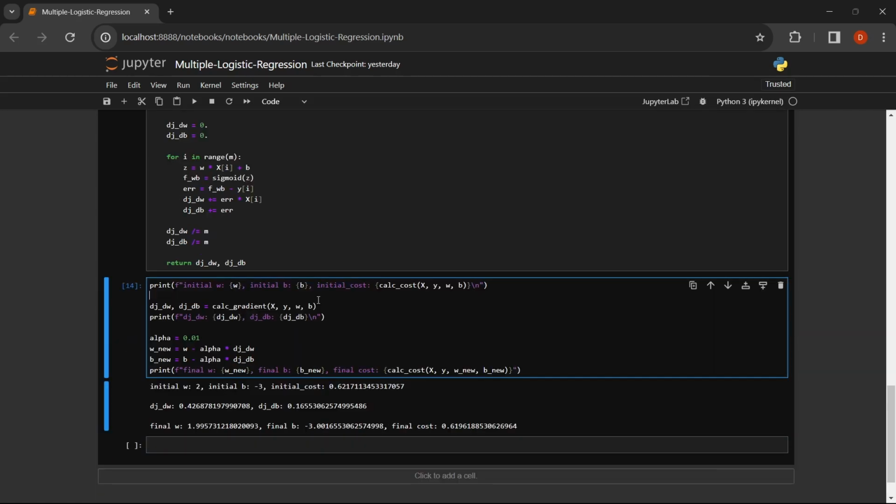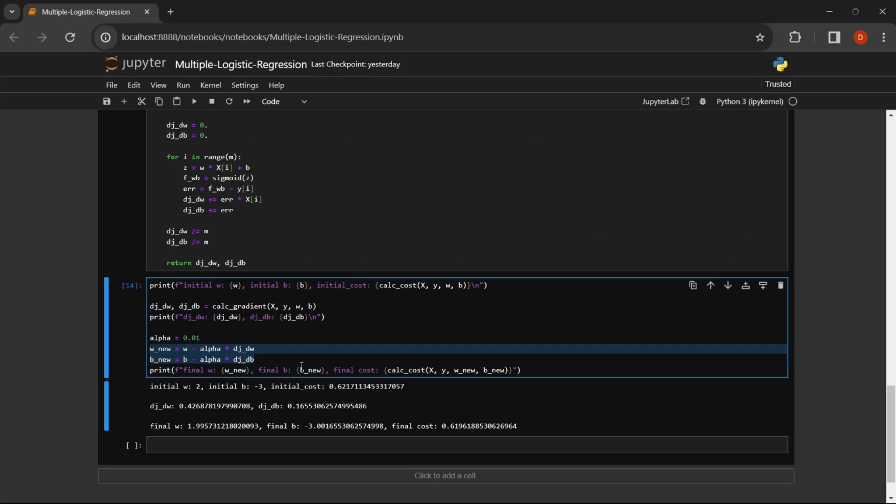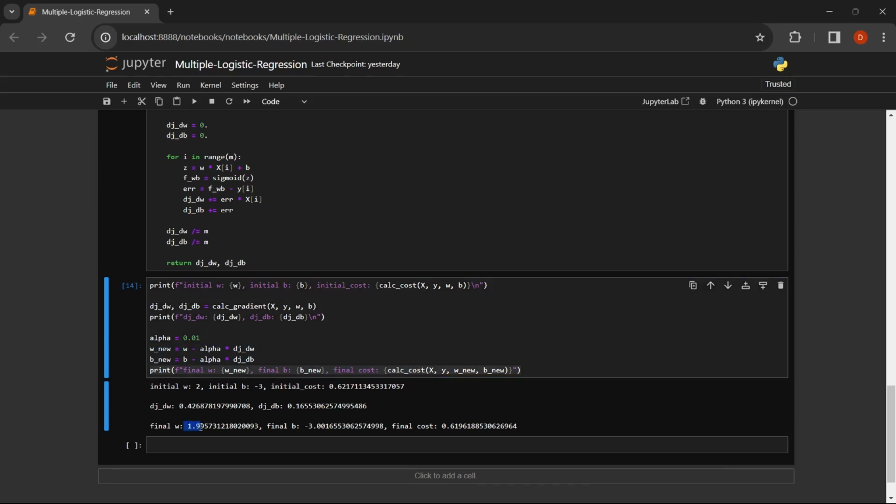Alright, so looking at this code block, we printed out the initial w and b with its corresponding cost, which is shown in this first line here. And then we calculated the gradient and printed out the gradient values, which are shown in this line, and then initialized some small alpha of 0.01, performed a single step of our gradient descent algorithm, which is again this algorithm right here, and then printed out the final weight, bias, and cost, which corresponds to this line right here.